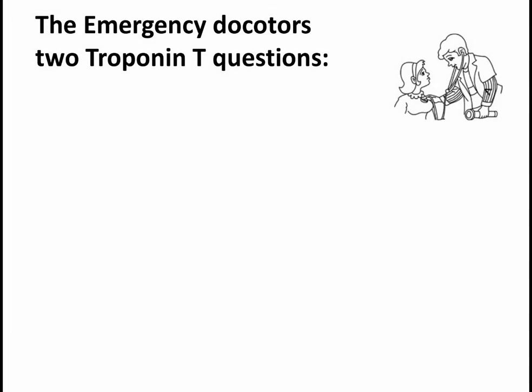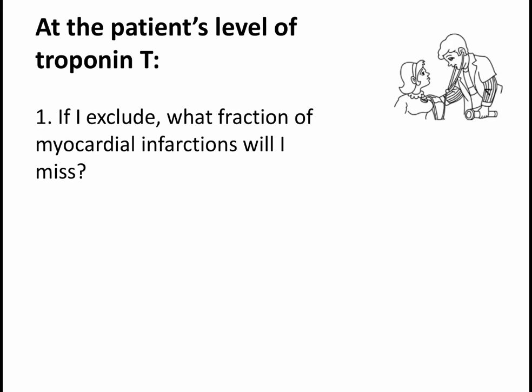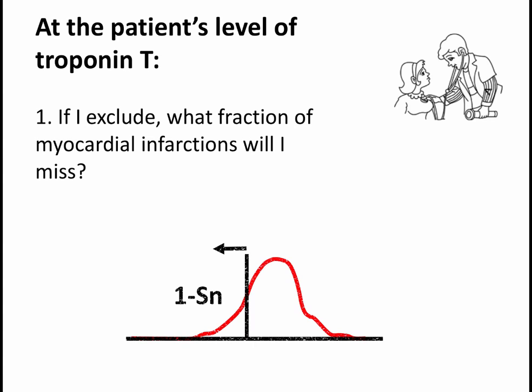An emergency room physician assessing the result of troponin T in a patient with chest pain is often occupied with two questions. If I exclude using the troponin T level in my patient, what fraction of patients with myocardial infarction will I miss? The answer to this first question is simply 1 minus sensitivity at the patient's troponin T level. That is, the fraction of patients with myocardial infarction presenting with troponin T levels below the actual patient's level.